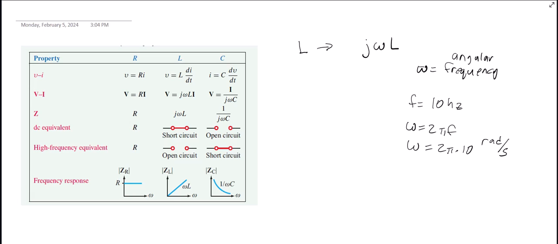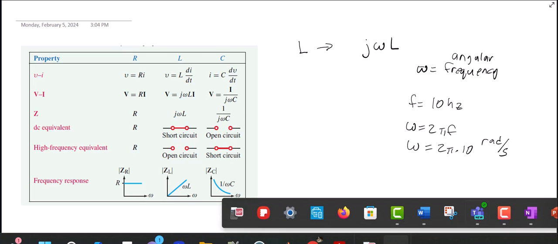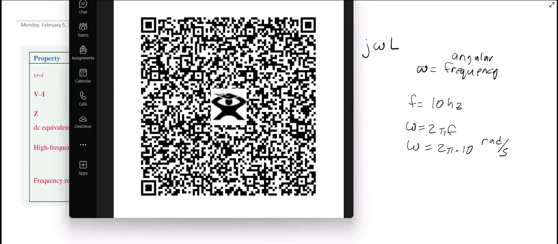Do you mind scanning the QR code real quick? Yeah. There we go. I believe. Okay, it worked.